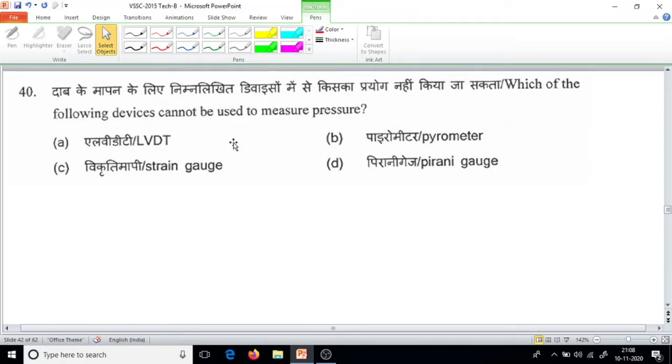Which of the following devices cannot be used to measure pressure? LVDT, linear variable differential transformer, I forgot the full form. LVDT is coupling based, inductor based. Option B, pyrometer. Pyrometer is used for measuring heat. Pirani gauge is used in vacuum pumps to measure pressure. The strain gauge also we can use to measure pressure. So the answer is option B, pyrometer.